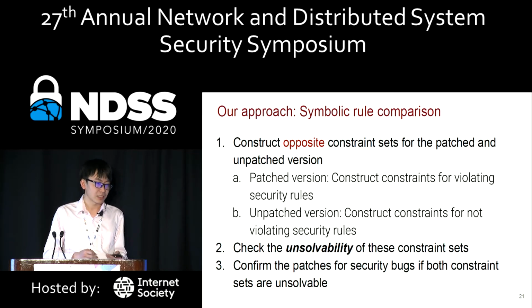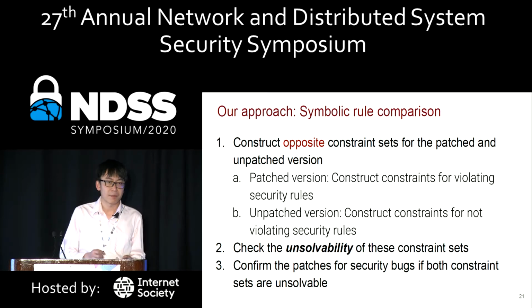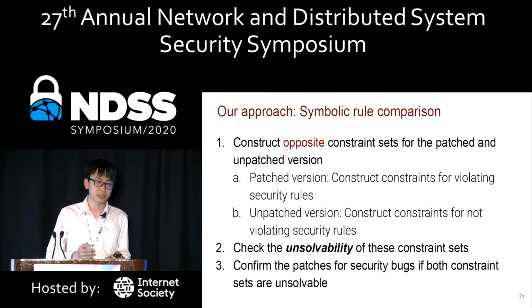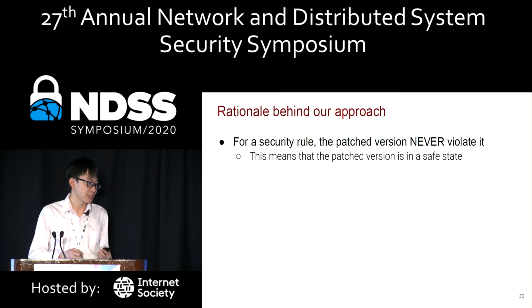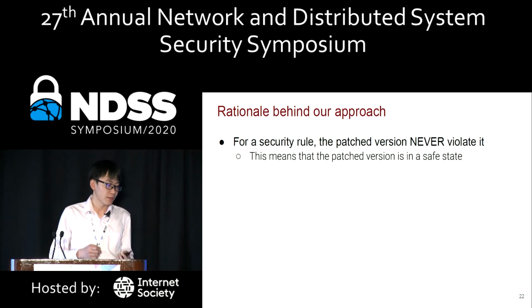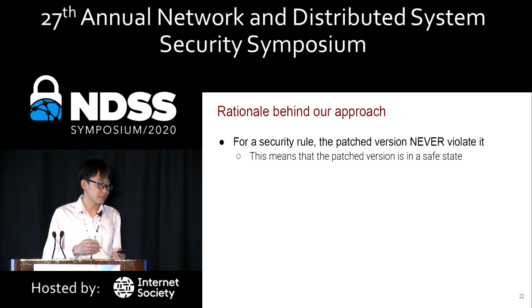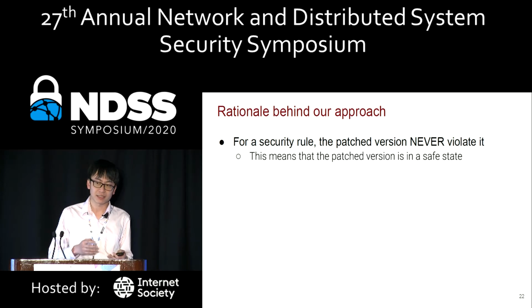By checking the unsolvability of this constraint set, we can confirm that a patch is for a security bug if both constraint sets, for the patched version and the unpatched version, are unsolvable. The rationale behind this approach is that for a specific security rule, if the patched version never violates this security rule, this means that the patched version is in a safe state against this security rule.